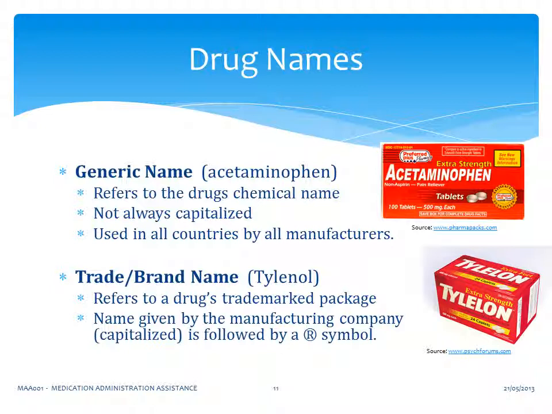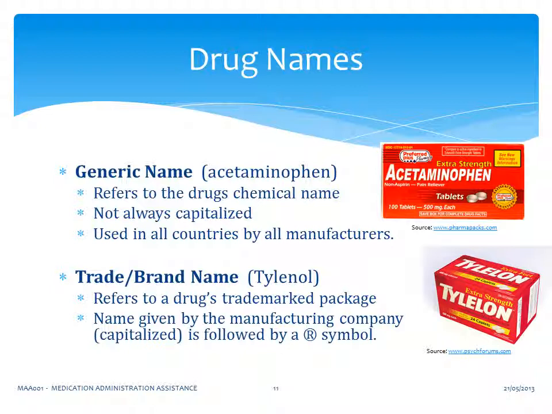Medications or drugs are called by various names, and primarily there's two different types of name that a drug or a medication can be given. It can be given its generic name, which is actually the name of the chemical, the medicinal properties that are making up that medication or that drug. It isn't always capitalized because it is just the name of the chemical that the drug is primarily comprised of. And the generic name is used in all countries by all manufacturers.